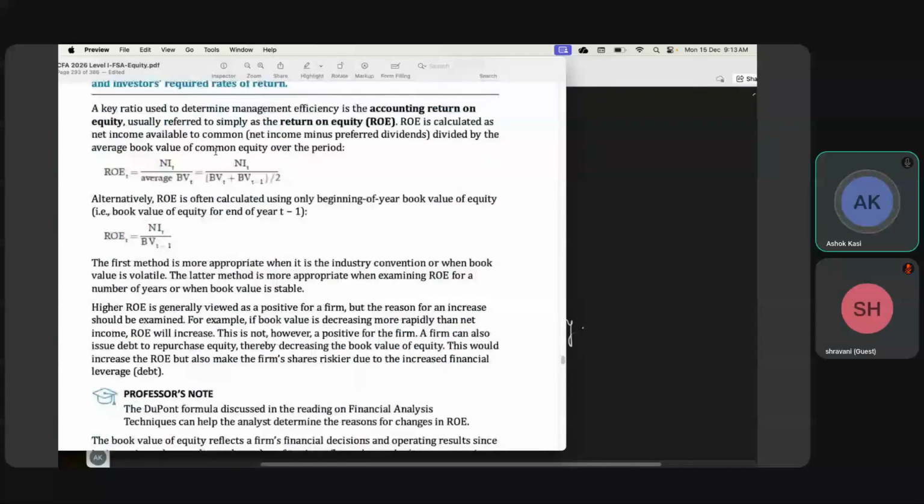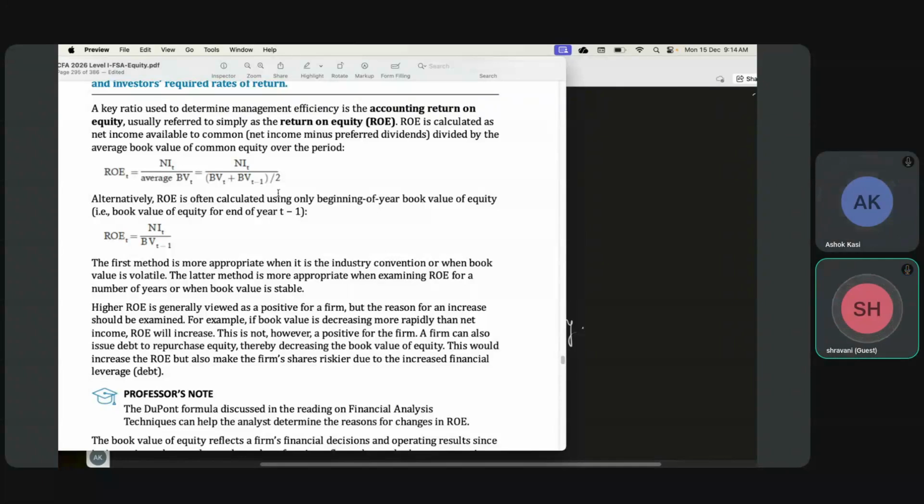Then return on equity. You should know all these formulas. Return is net income divided by average equity. When you get this kind of formula, for balance sheet items it will be coming as average. If this were return on assets, then that would be net income divided by average assets.